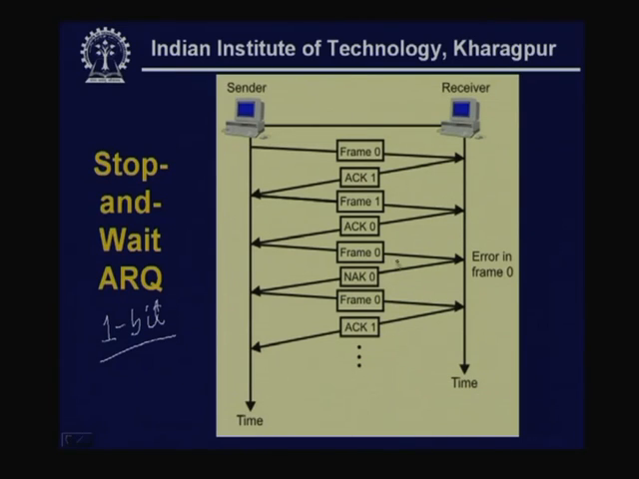Now, you see this frame has reached with error. So, the receiver detects an error in it, and a NAK 0 is sent, no acknowledgement 0. After receiving that, the transmitter will send frame 0 once again. So, now it receives that frame in correct form, sends an acknowledgement ACK 1, and then the sender will send frame 1. So, this goes on in this manner.